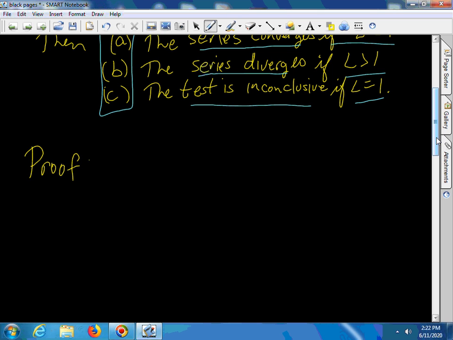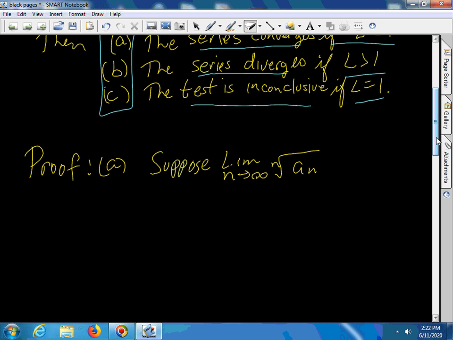So, proof of A. Suppose the limit as n goes to infinity of the nth root of a sub n is equal to L, which is less than 1.